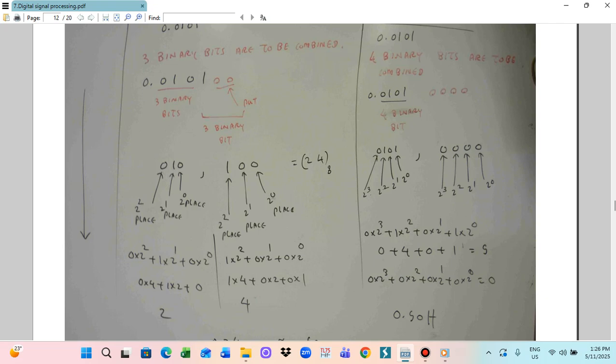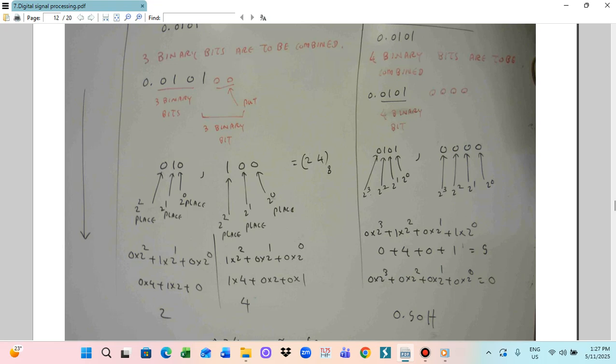After that, you convert each group. 010 means the first place is 2 power 0, the second is 2 power 1, and the third is 2 power 2. So this is the 2 power 0 place, the 2 power 1 place, and the 2 power 2 place.